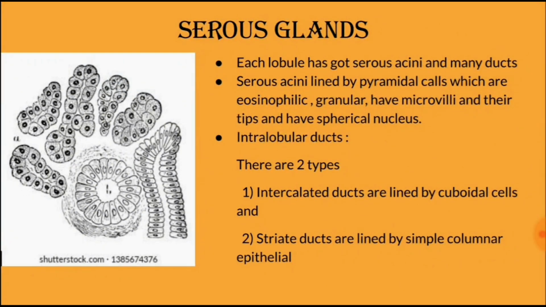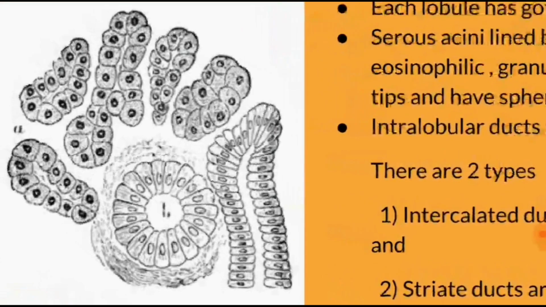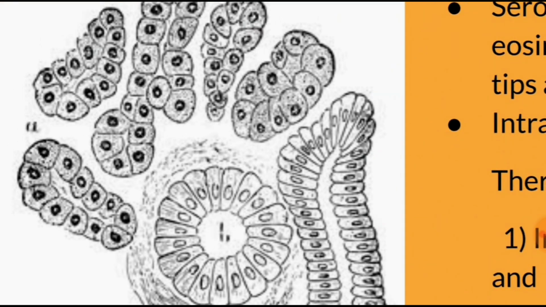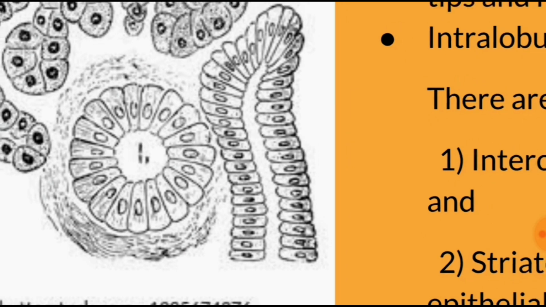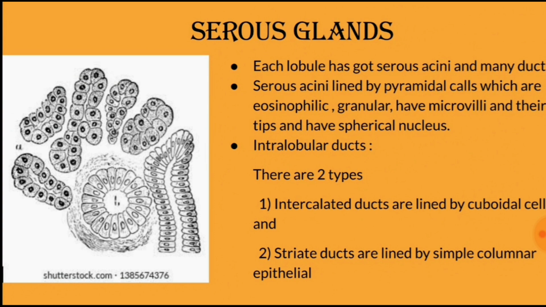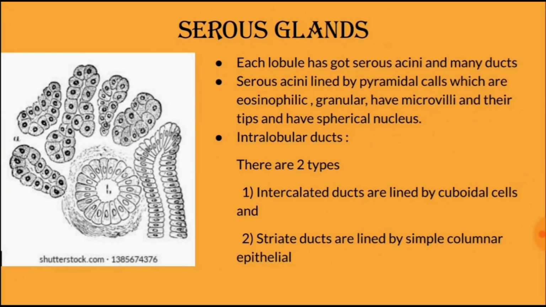Moving to the type of duct the serous glands have, it is an intralobular duct. Intralobular means the lobule has a duct inside it. There are two types of intralobular duct: intercalated ducts that are lined by cuboidal cells, and striated ducts which have a simple columnar epithelium. So the intercalated ducts are these, and the striated ducts are the columnar cells that you observe in the image. So this is a serous gland.